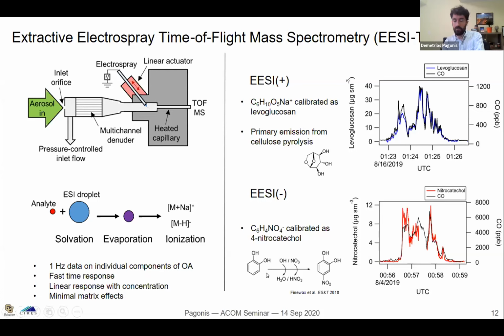And so the real strength here of EESI is that it is fast. We're getting 1 Hertz measurements. The time response is quick, both on the rising and falling edge. Response is linear with concentration, and we have minimal matrix effects. And that's unusual for an electrospray technique. But we're able to achieve that in part because of how dilute the aerosol is after it's consumed by the electrospray droplet.